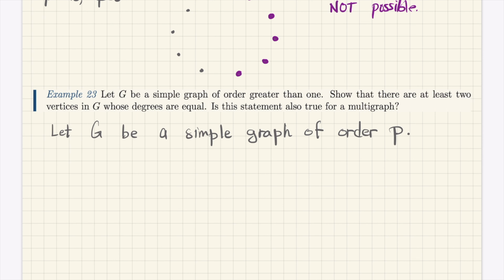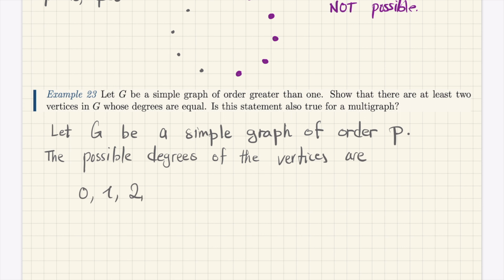Okay? In that case, the possible degrees of the vertices are 0, 1, 2, 3, 4 up to P minus 1. Is that understandable? 0 is easy for you to understand, I would say. But do you understand why the maximum value is P minus 1?